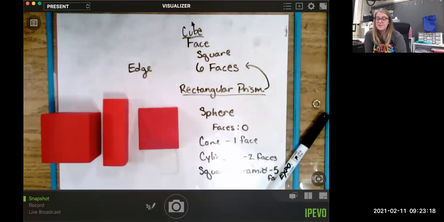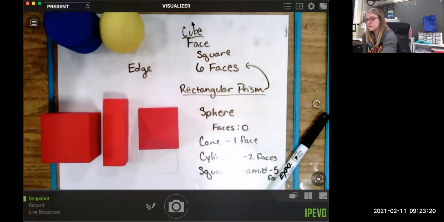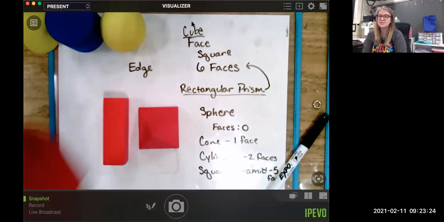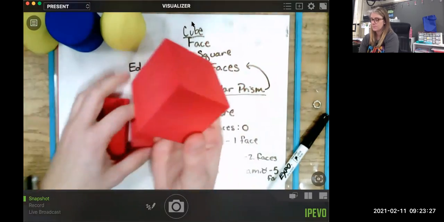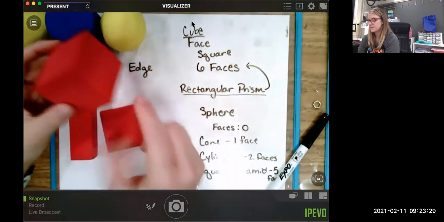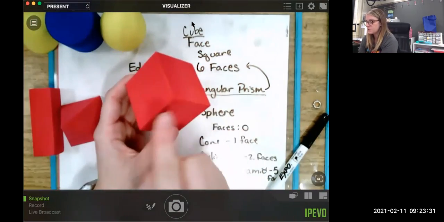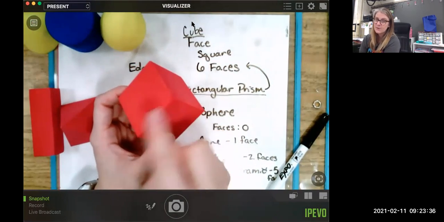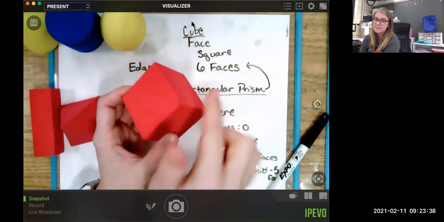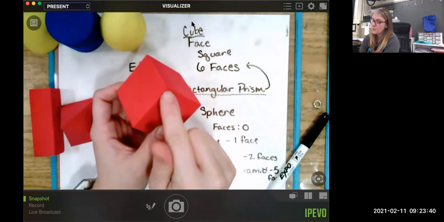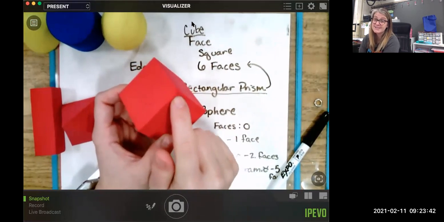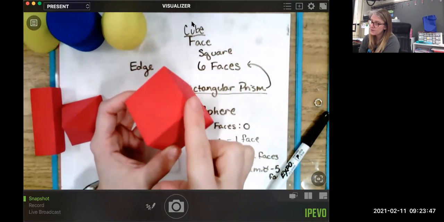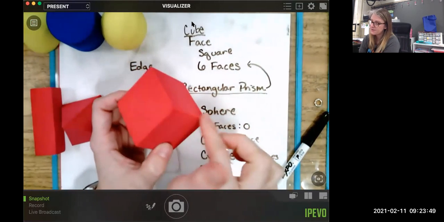Okay, so with our geometric solids, we have places where 3 or more edges meet together. So if I'm looking at my edges on my cube, I have 1, 2, 3. So this is the point where 3 of our edges meet together. This point is called a vertex. Our vertex is where 3 or more edges meet together.